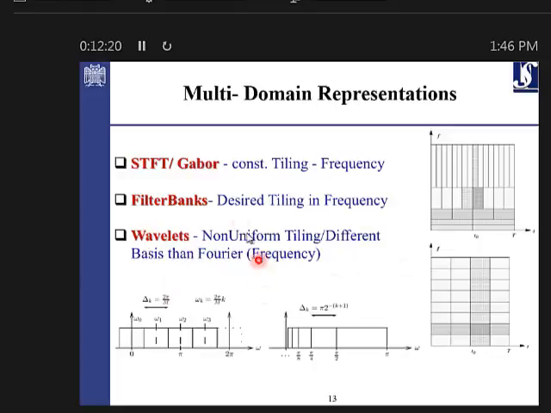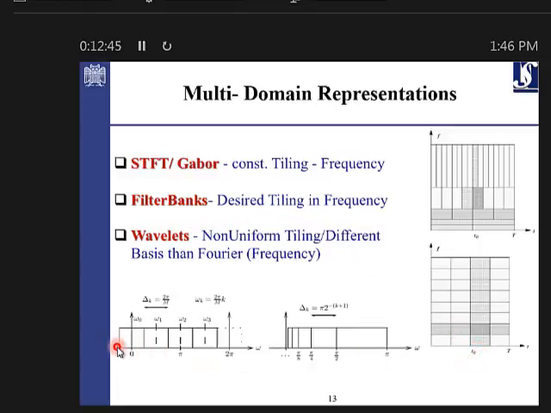So there are 3 different ways to represent a signal in more than one domain, not just time. One was the STFT or Gabor, which is a constant tiling. This is called tiling of the time frequency area, and we actually talked about that. Then we have filter banks. Filter banks try to have a desired tiling in the frequency.